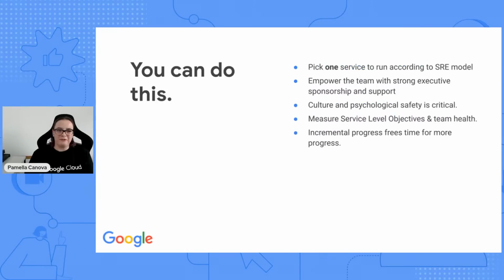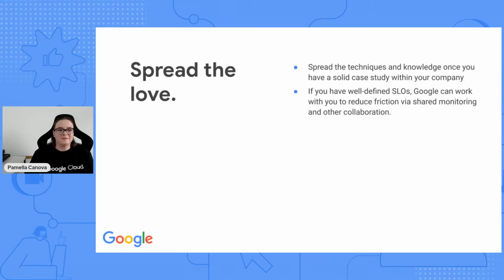And to start, everyone can do this. You can pick one service and start running only this service according to the SRE model. Then you can empower other areas and show the executive team that you can do it, and maybe you can spread this to other services. You can start with a small one and show it's valuable and doable inside your company, and spread the love to other areas.